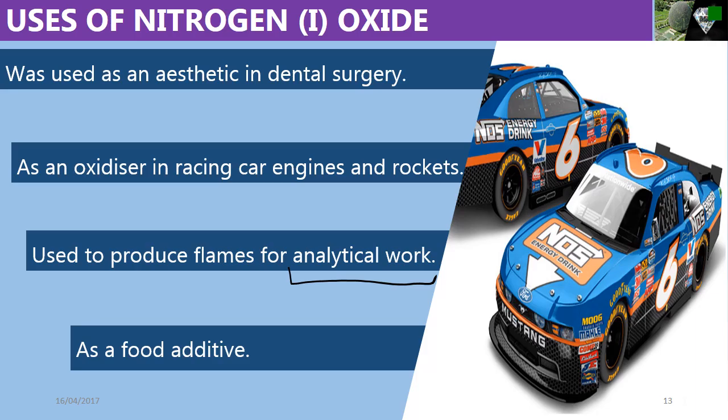It is also used as a food additive. Probably the foods that are usually stored in aerosol cans are usually pressurized by adding nitrogen 1 oxide, which gives them a pleasant smell and also increases the pressure.